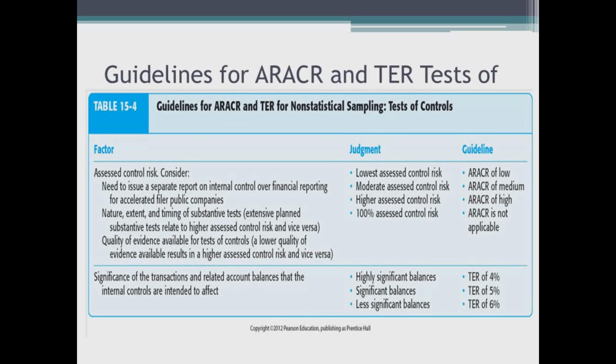So you wouldn't increase the sample size for an account that's not significant. You set your tolerable exception rate. So you're willing to tolerate a greater exception rate, but the account is not significant, so the likelihood of it having a significant impact on the financial statements is really, really low, right? So why would you increase the sample size? So that's the rationale behind column 5.